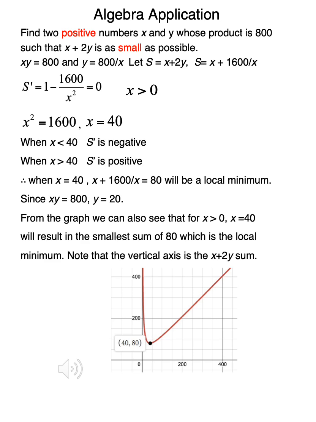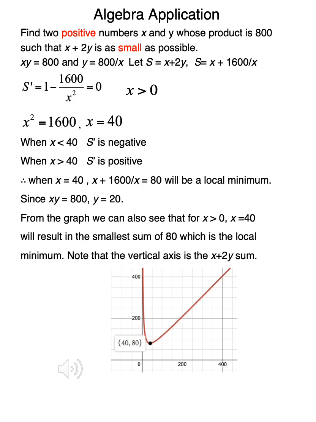And again, it's always nice to look at these graphically for verification. So when we look at the graph for x greater than 0 of our sum function, we can see that we do indeed get that minimum value when x is 40, and the coordinates of that point are 40 comma 80, where the 80 represents the sum of x plus 2y.